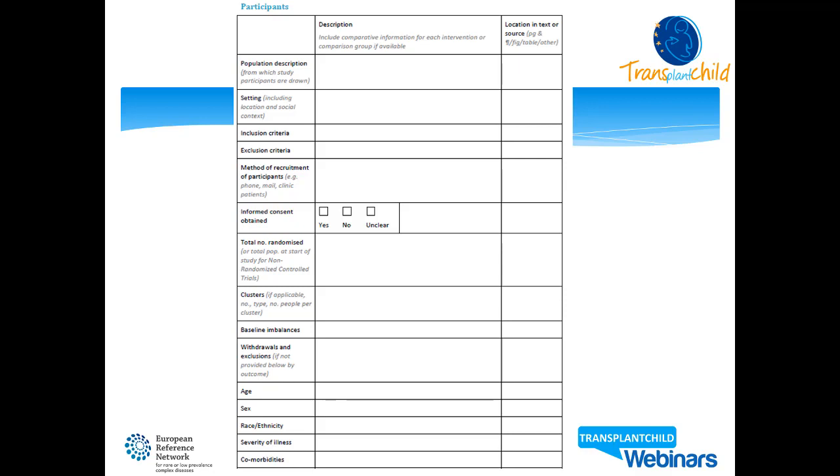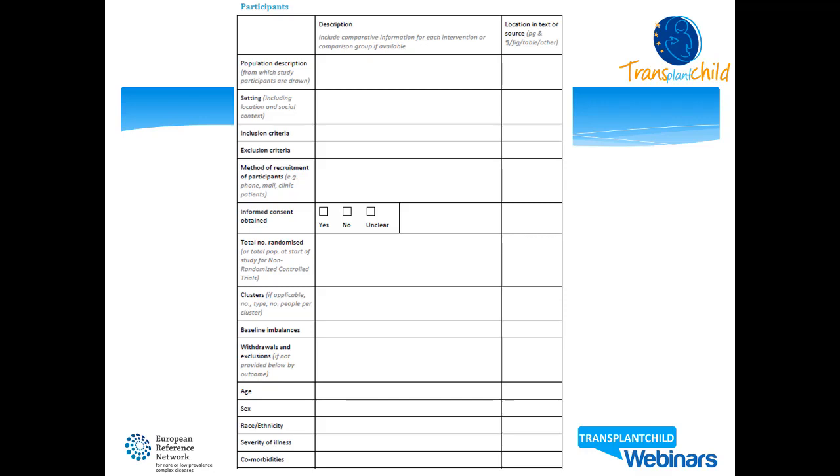Mean age, if possible, state always mean age, standard deviation, and the range. Okay, we need at least mean age and standard deviation, but it's very useful if you can write down the range of the age. Sex, just say a percentage of females or males, it's up to you. Race or ethnicity is not something important for us. If you want to write it down and it's easy to find in the paper, fine. If not, it's not a big deal.